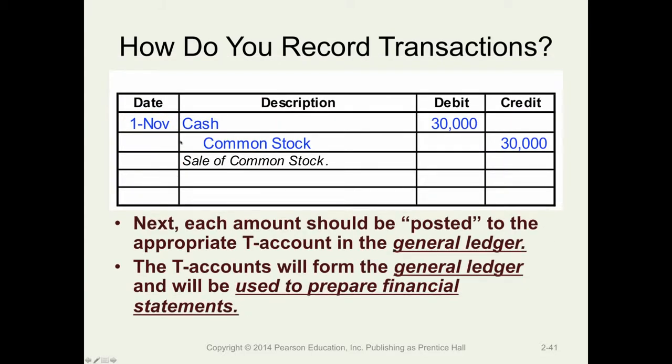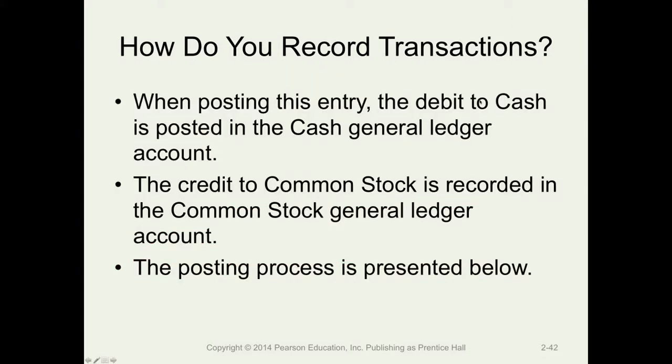Next, this transaction has to be posted. So we have to post this to the general ledger. The general ledger will consist, as we said, of the T accounts. So again, this is the journal. We're now going to post into the ledger. When posting to the ledger, we're going to post the debit to cash to the cash T account, and we're going to post the credit to the common stock account. And the posting process is presented below.